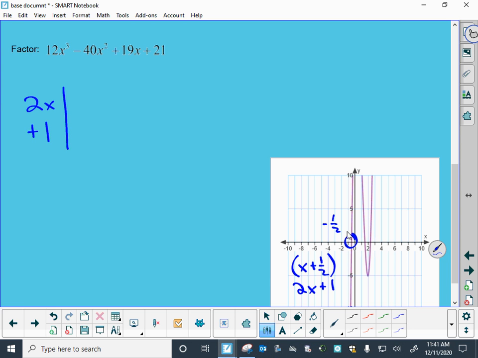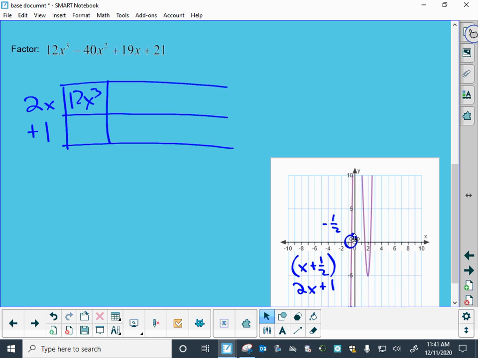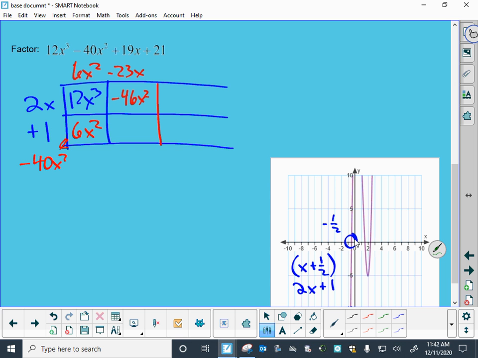So I'll put my 2x plus 1, start my box, and the 12x cubed will go in there, which would make this a 6x squared, and this a 6x squared, and I'm supposed to end up with a negative 40x squared, and if that's going to be a negative 40x squared, then this must be a negative 46x squared right there, which would make this a negative 23x.